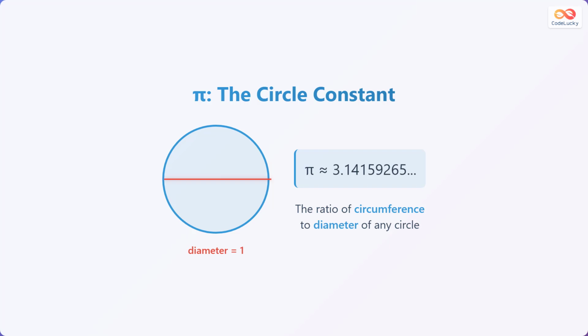Next, let's consider pi, another famous irrational number. Pi is defined as the ratio of the circumference of a circle to its diameter. No matter how big or small the circle is, this ratio is always the same irrational number, approximately 3.1415925, and so on. The value of pi never terminates and does not repeat.